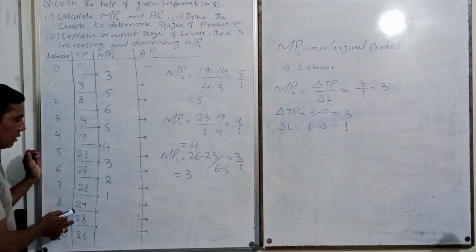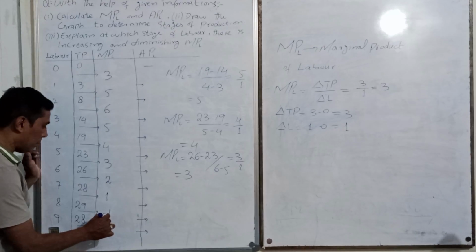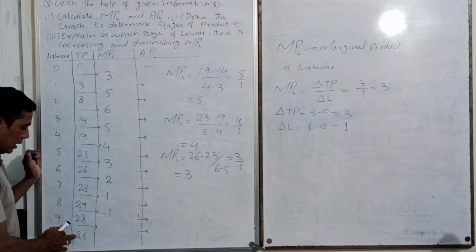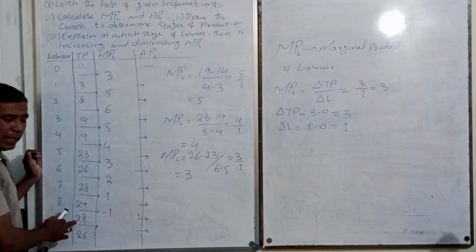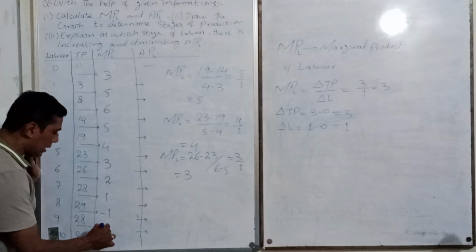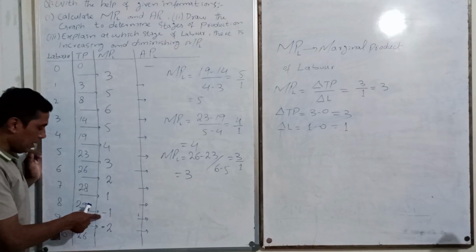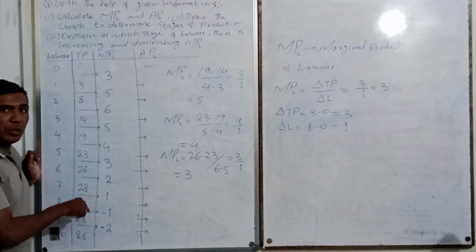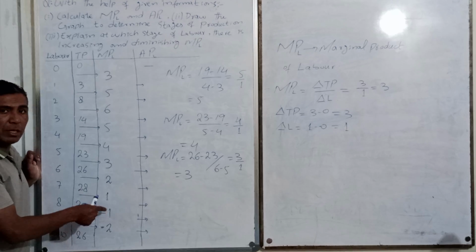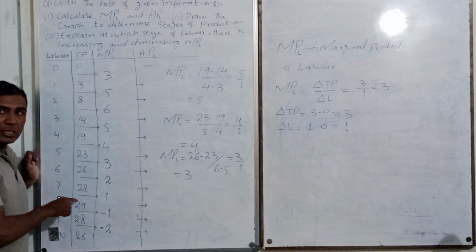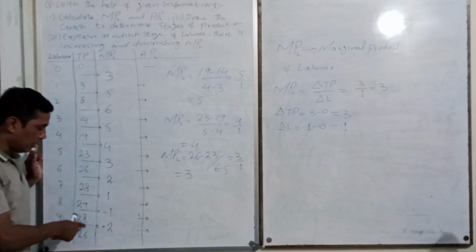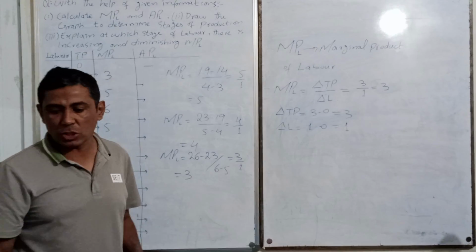Now, 28 minus 29. So the next preceding value is smaller than the previous value, so the answer will be minus 1. Similarly, 26 minus 28, your answer will be minus 2. Clear? Why do you have minus here? Because your next preceding value is negative. That's why you have the minus sign. 28 minus 29, 26 minus 28. So you have the minus 2.